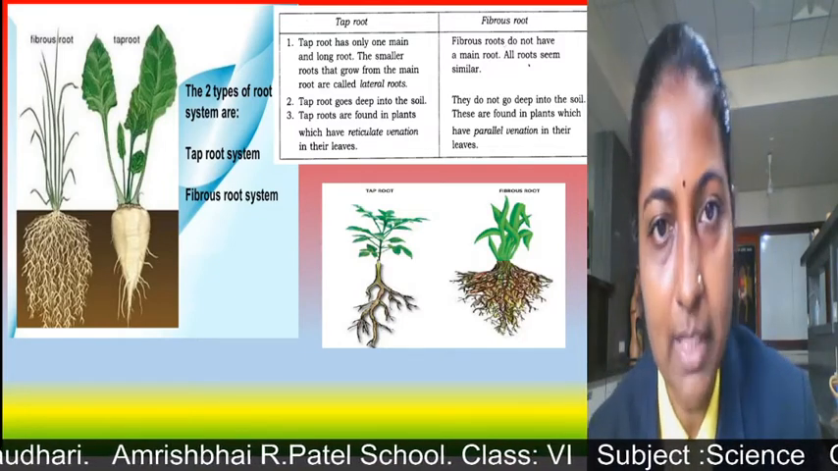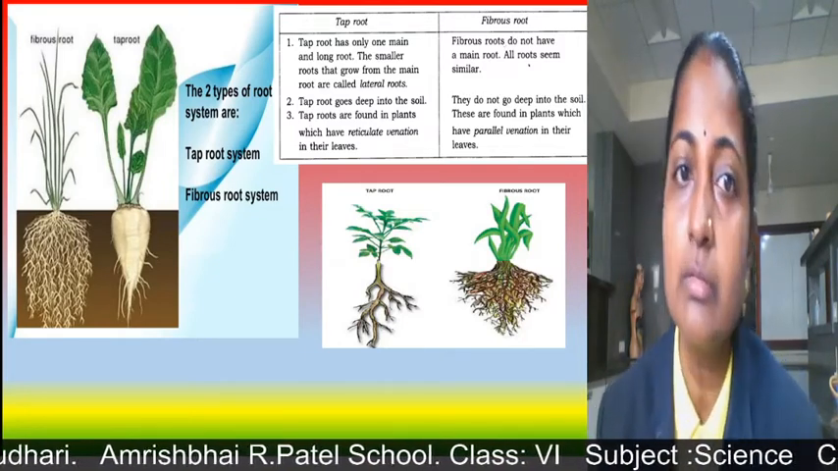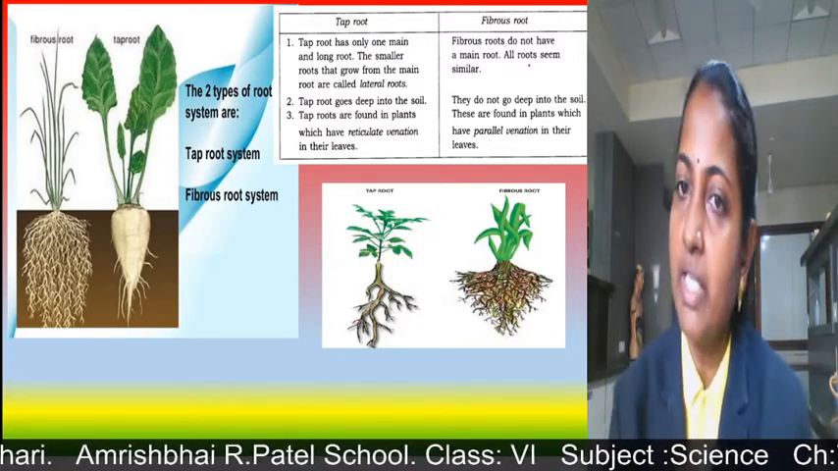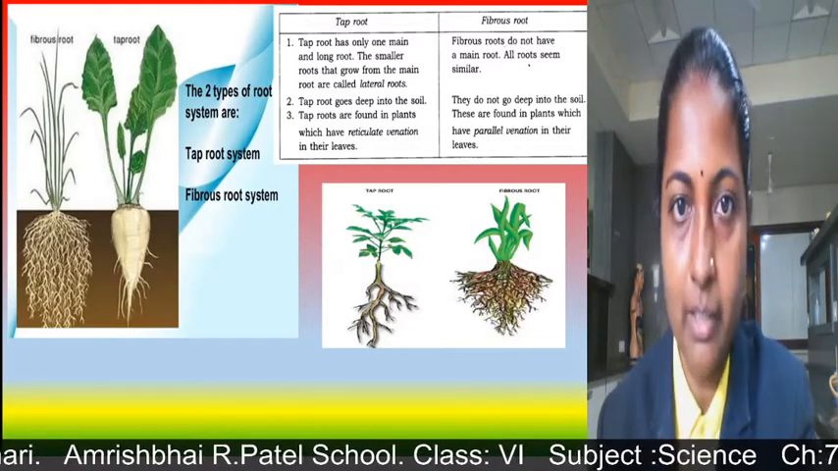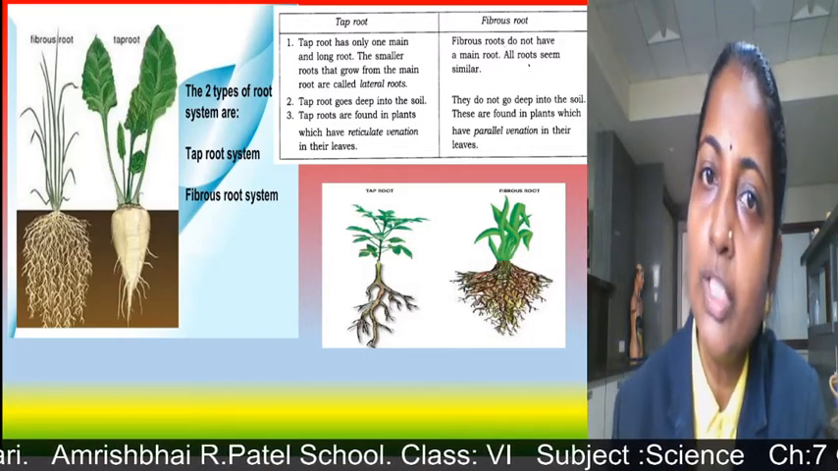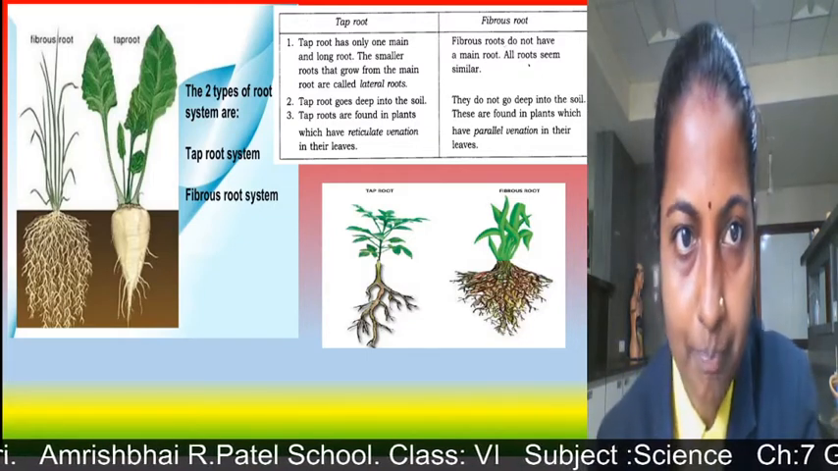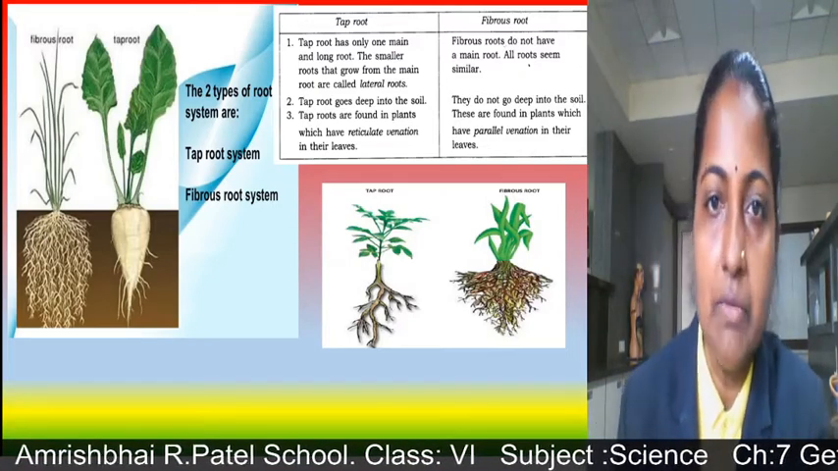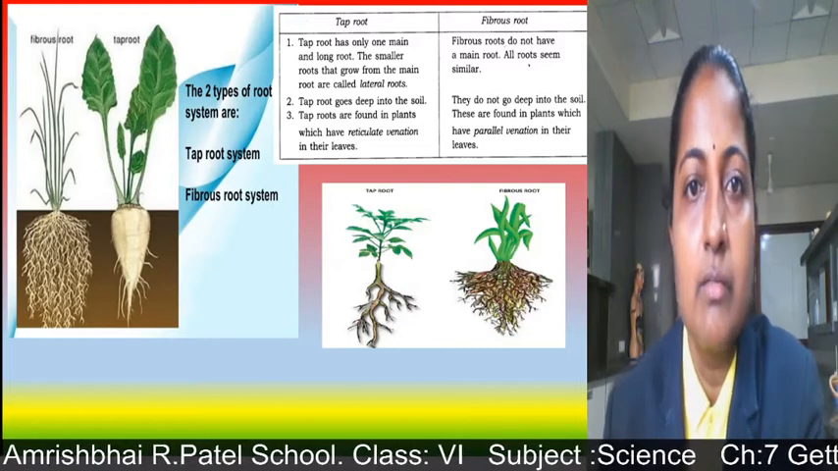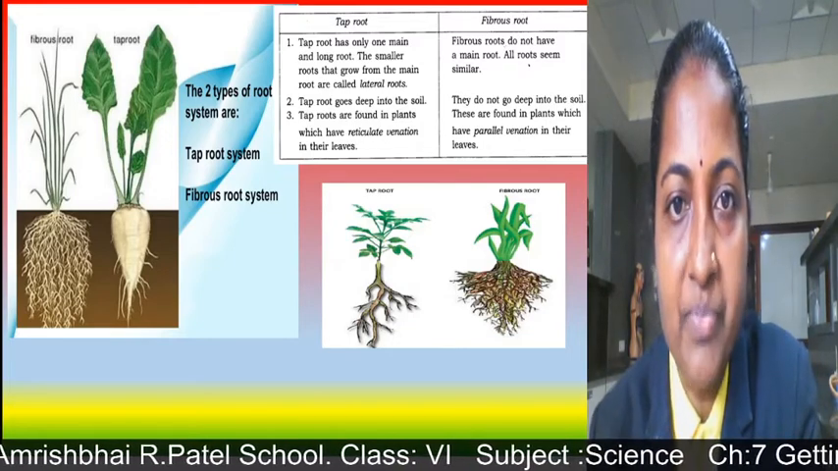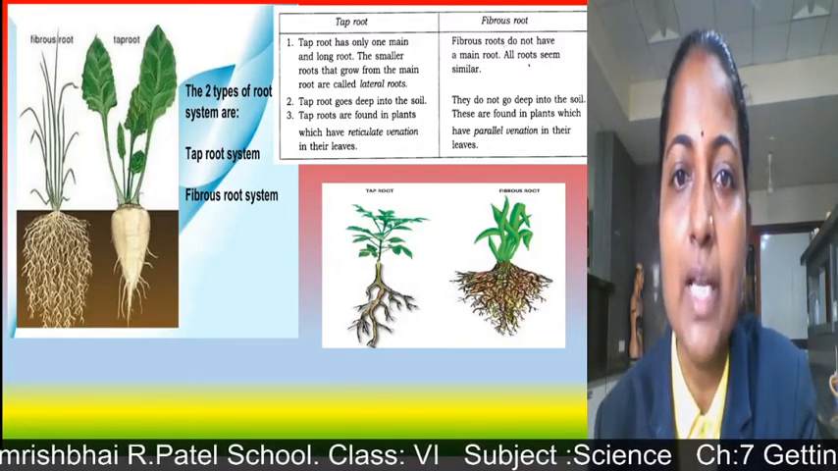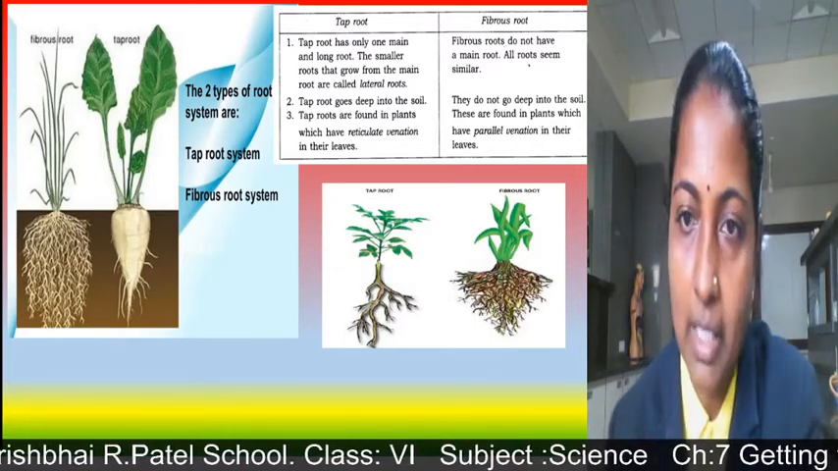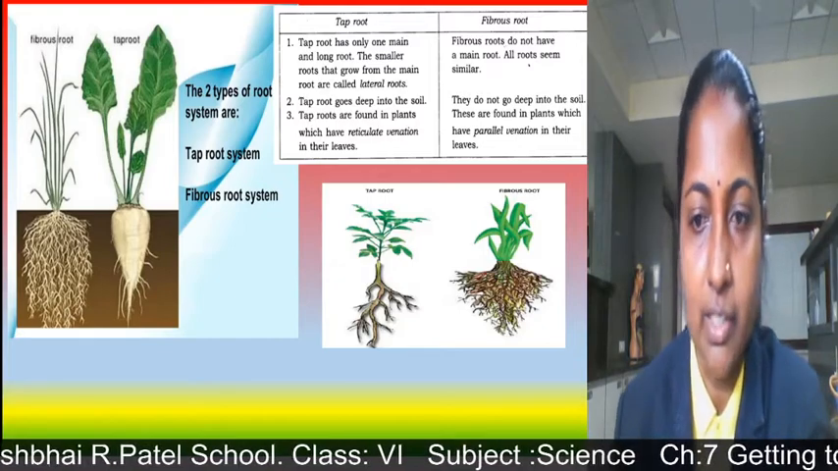All roots seem similar. And taproot goes deep into the soil, so it is very difficult to pull out the taproot. But fibrous roots do not go deep into the soil. Taproots are found in plants which have reticulate venation in their leaves, and fibrous roots are found in plants which have parallel venation in their leaves. We will see what is reticulate venation and parallel venation after this point.